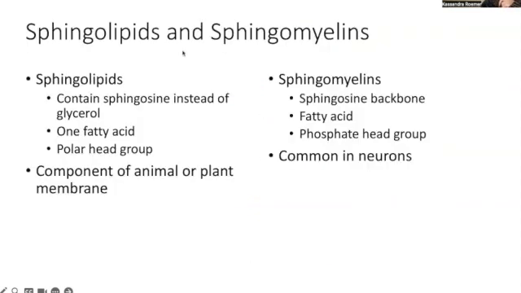Next, we have sphingolipids and sphingomyelins. Sphingolipids contain sphingosine instead of glycerol. They only contain 1 fatty acid and have a polar head group. Those are usually components of animal or plant membranes. And lastly, we have sphingomyelins. They also have a sphingosine backbone instead of glycerol. Also only carry 1 fatty acid, but they always carry a phosphate head group. Sphingomyelins are commonly found as insulating layers in neurons. I don't know if you maybe remember the name myelin sheath that wraps around and insulates neuron fibers.